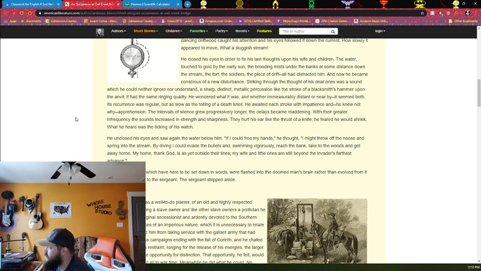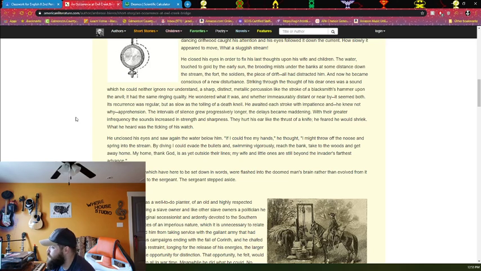He unclosed his eyes and saw again the water below him. If I could free my hands, he thought, I might throw off the noose and spring into the stream. By diving, I could evade the bullets, and swimming vigorously, reach the bank, take to the woods, and get away home. My home, thank God, is as yet outside their lines. My wife and little ones are still beyond the invaders' farthest advance.